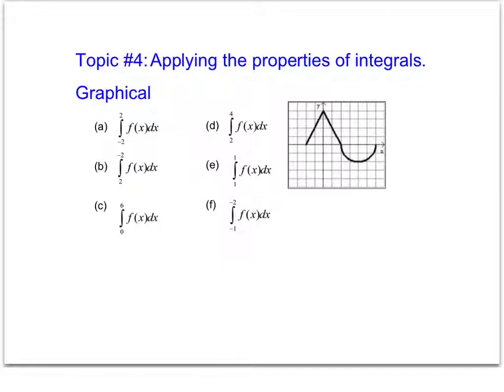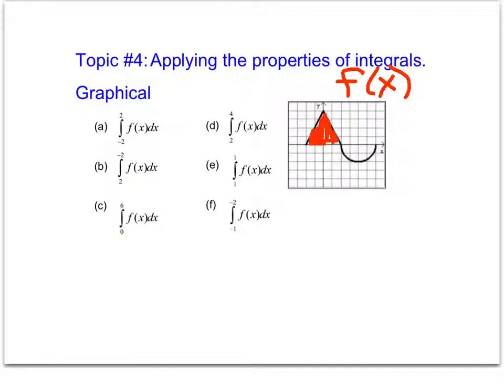Now, also, you need to be able to apply the properties of integrals graphically. So you notice here I have a graph of a function, f of x, and then we want to be able to find the area under the curve for this function given the specific examples. So for example, on A, can you find the area of the curve from -2 to 2? So that would be from -2 to 2.